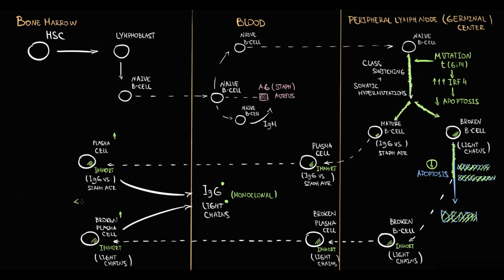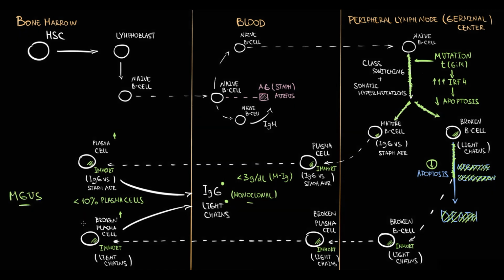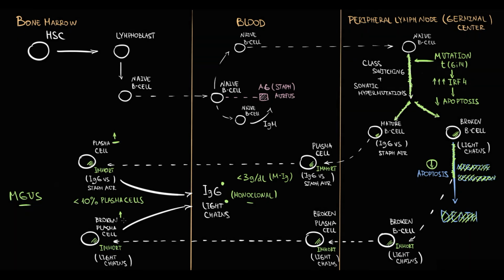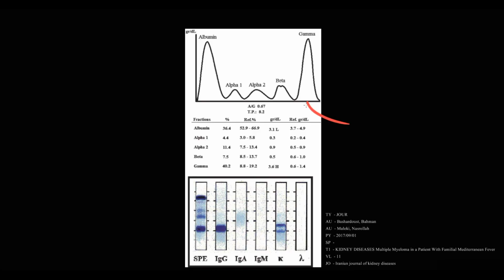And the presence of less than 10% of immortalized clonal plasma cells in the bone marrow that produce less than 3 grams per deciliter of monoclonal immunoglobulins is called monoclonal gammopathy of unknown significance. So in monoclonal gammopathy of unknown significance, because there are only a few clonal plasma cells, we have just a small increase in production of monoclonal immunoglobulins. And because on protein electrophoresis immunoglobulins classify as gamma globulins, this condition is called monoclonal gammopathy, and this elevation in gamma globulins is called M spike. M stands for monoclonal.